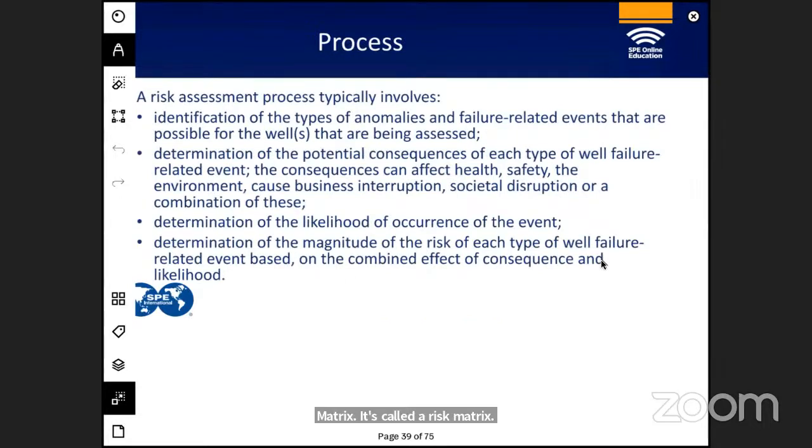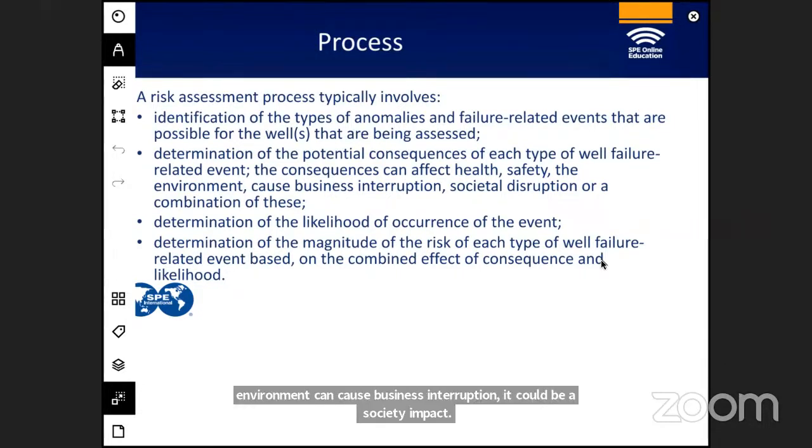So what is the risk assessment process? It will typically involve identification of all types of anomalies and failures related to events that are possible for the wells that are being assessed. Remember, I had mentioned that when we are doing a risk assessment, we are looking for a potential risk or potential failure which might happen in the future. Then determination of the potential consequence of each event of the well failure. The consequence can affect the health, the safety, the environment, can cause business interruption. It could be a societal impact or a combination of these.